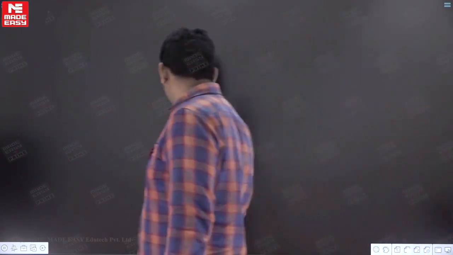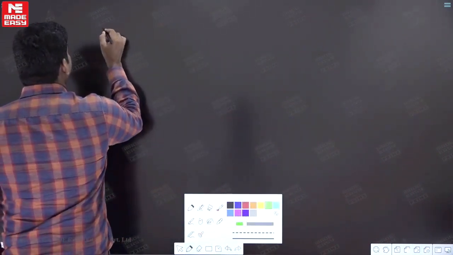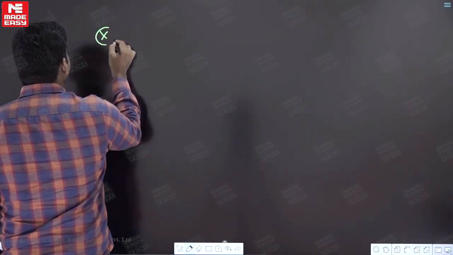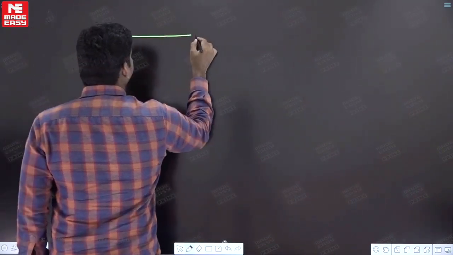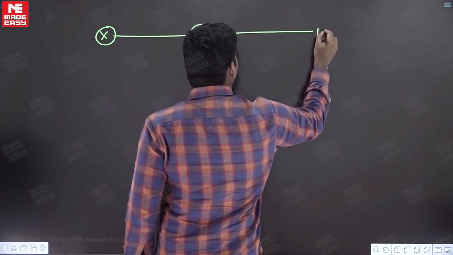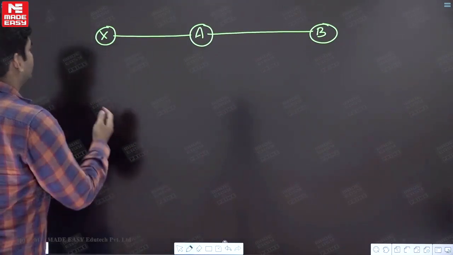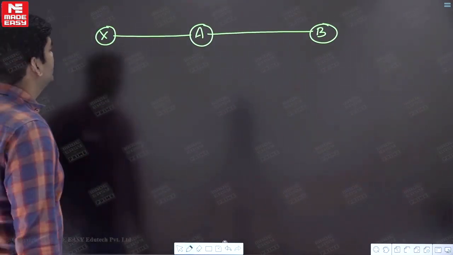For example, I have taken a network: suppose router X is connected to router A, which is then connected to router B. Initially all the routing tables are empty.